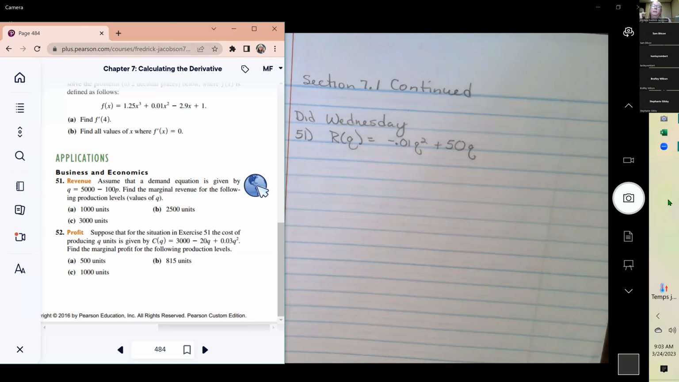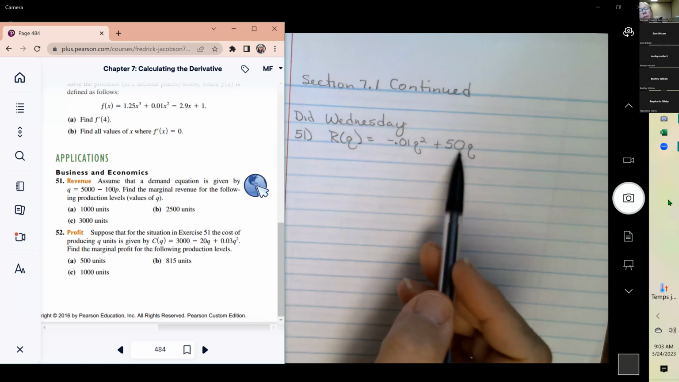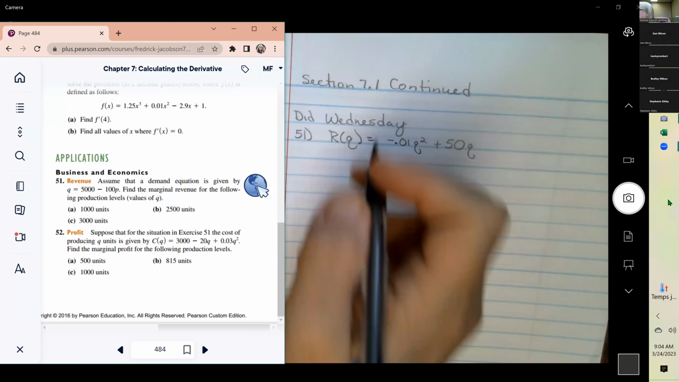There's a few more problems I want to cover in section 7.1, and then we'll start 7.2. I've been trying to do more problems to make sure you understand everything since we do have a little extra time, and just practice a little more. 52. We did 51 last class right at the end, and we found the revenue equation. And 52 uses it.